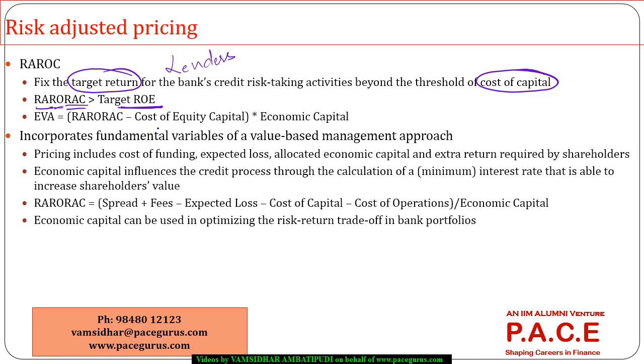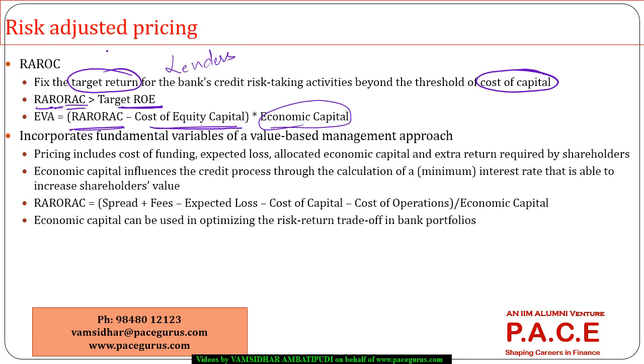So in other words, once I know my cost of equity capital, if I subtract it from the risk adjusted return on risk adjusted capital, that is my economic value add. Multiplying it with the economic capital, which is the difference between the unexpected loss and the expected loss, will give me the economic value add. If it is high and positive, obviously that particular investment or lending decision has performed better. And if it is working out to be negative, it's an indication that that particular decision did not yield the desired result.